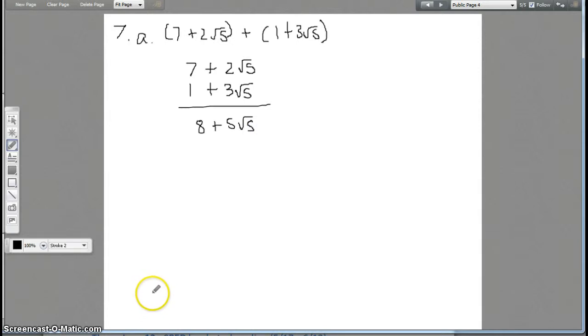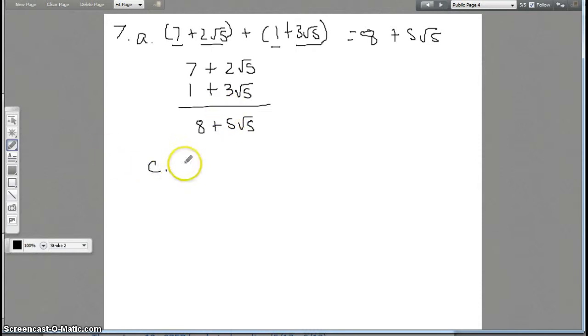Now you could also, because addition is associative, that means that you can change what's grouped together. You can also just look at this and say, oh, 7 plus 1, that's 8. 2 root 5 plus 3 root 5, that is 5 root 5. So you don't have to rewrite it this way to solve the problem. It's just something that might be more convenient for you and make it easier for you to know what you need to add together. Let's look at part C.